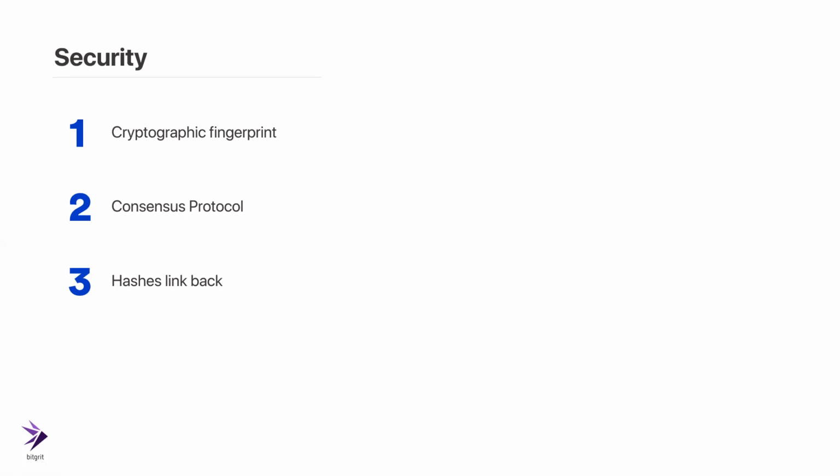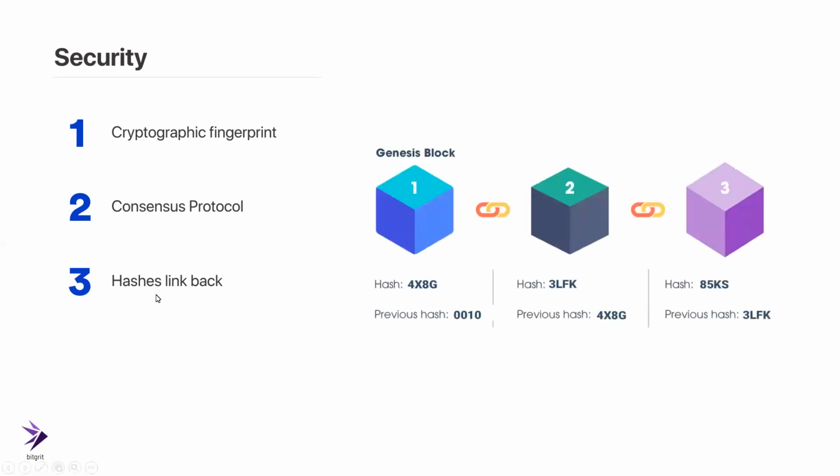So this is what actually makes the blockchain tamper proof or immutable. This is a diagram which I found, and it is a nice explanation. As you can see, the first block is a genesis block, which is basically the first block created in the network. We have a hash of that, which is 4x8g, and the previous hash is 0010. Sometimes it is taken as just zero, because there is no block before this, so that won't have a hash either.